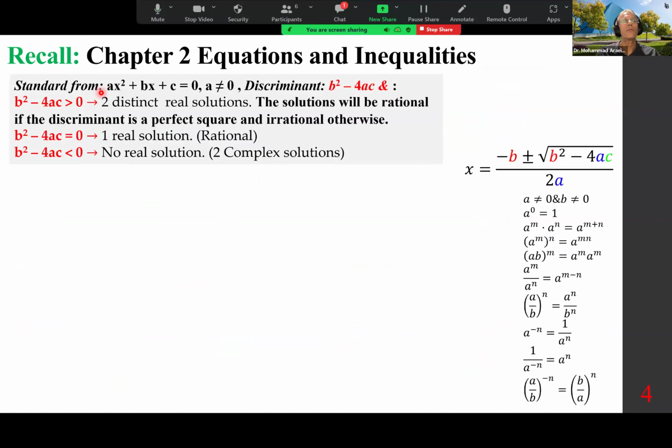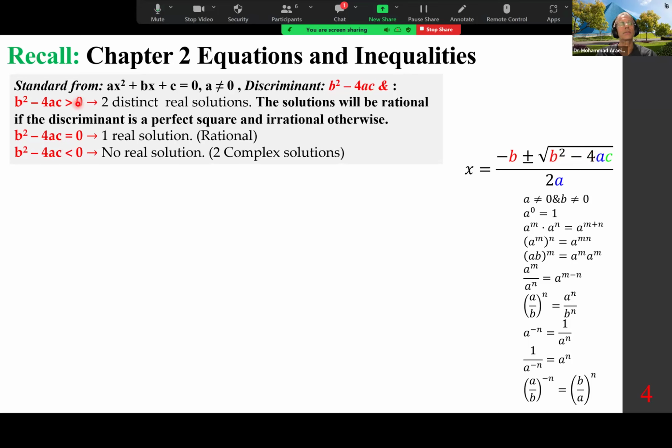Standard form of a quadratic equation is ax squared plus bx plus c equal to 0, where a is not 0, and b squared minus 4ac is known as the discriminant. So x equals minus b plus or minus the square root of b squared minus 4ac over 2a is the quadratic formula, the solution to that equation. And it plays a huge role, this part known as b squared minus 4ac, or the discriminant.